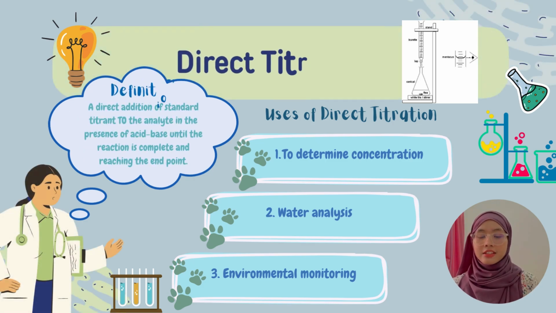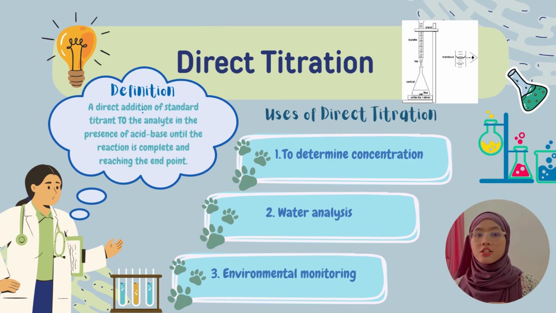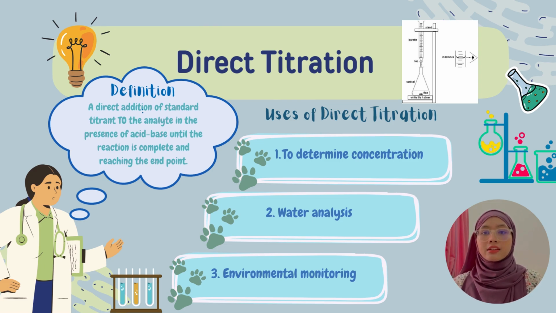Next is direct titration. What is direct titration? It can be defined as a direct addition of standard titrant to the analyte in the presence of acid base indicator until the reaction is complete and reaching the endpoint. The endpoint of the titration is typically indicated by a color change or by reaching a specific measurement on an instrument. These are some of the uses of direct titration.